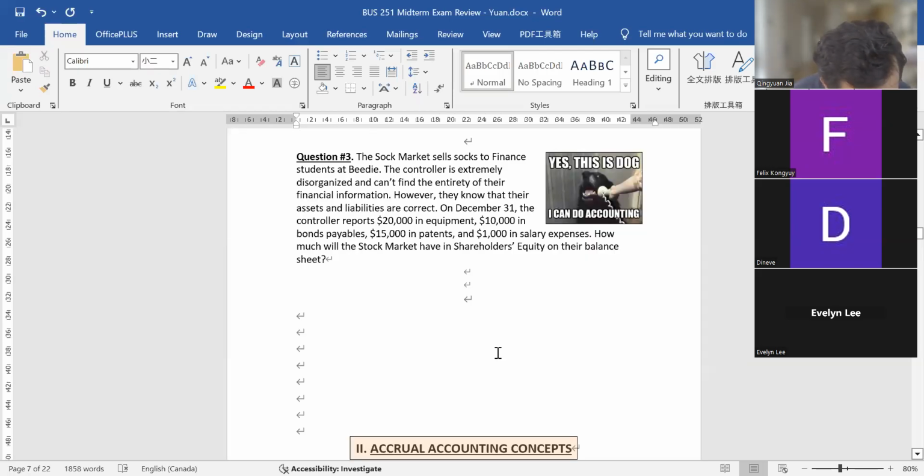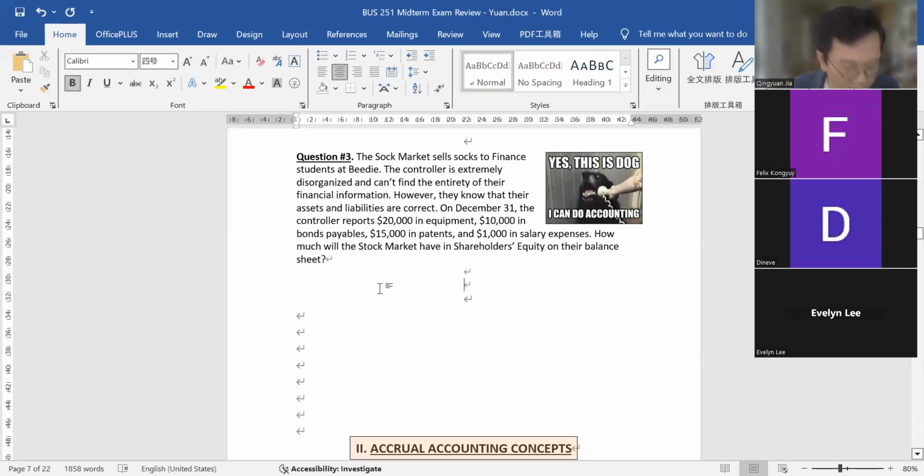The Stock Market sells stocks to financial students at Southern, and the controller is extremely disorganized and cannot find the entire financial information. However, they know that their assets and liabilities are correct. On December 31, the controller reported 20,000 in equipment, 10,000 in bonds payable, 15,000 in patents, and 1,000 in salary expenses. How much will the Stock Market have in shareholders' equity on their balance sheet?